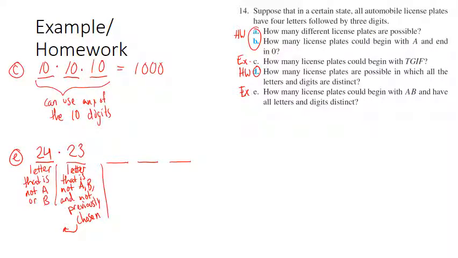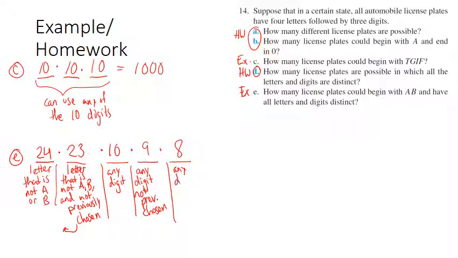Okay, so that's for the letters. For the digits, first we have 10 to choose from, so this is just any digit. But for the second one, we're only going to have 9 to pick from, any digit not previously chosen. We can't choose the same digit that we just chose. And then for the next one, it's going to be 8, because again it's any digit not previously chosen, and so far we've chosen 2.